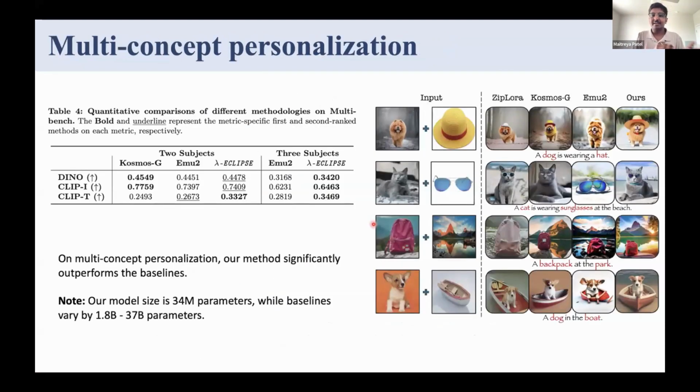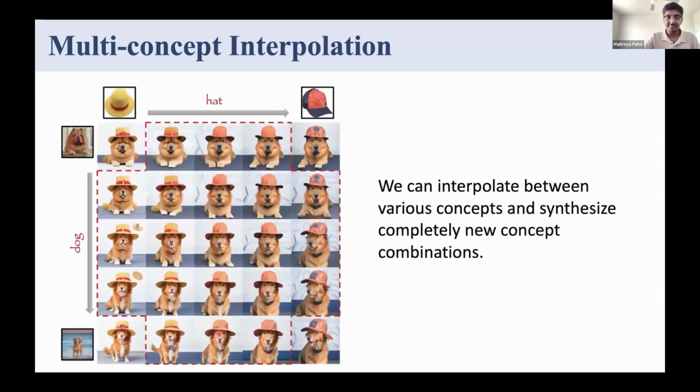Interestingly, we find that we can combine multiple concepts together, like a dog wearing this particular hat, or a cat wearing this particular sunglasses, or we can even do the dog wearing this but on top of a boat. And we found that state-of-the-art methods like Kosmos-G or MoMA can achieve comparable performance, but they require almost 2 billion to 37 billion parameters, while our Lambda Eclipse model is just 34 million parameters, and we can still outperform these big state-of-the-art models.